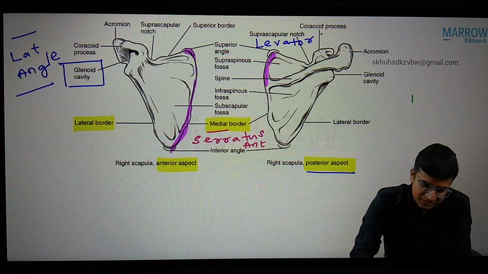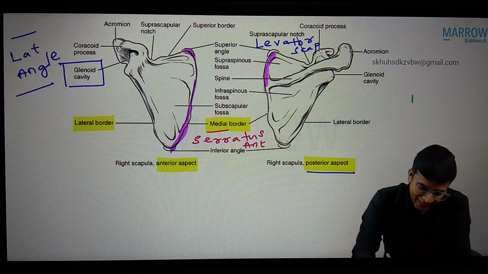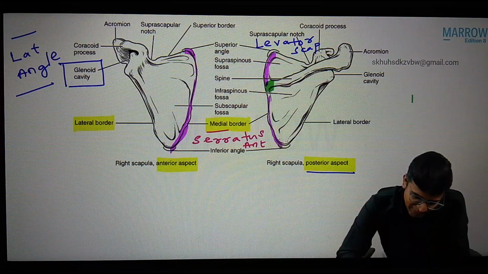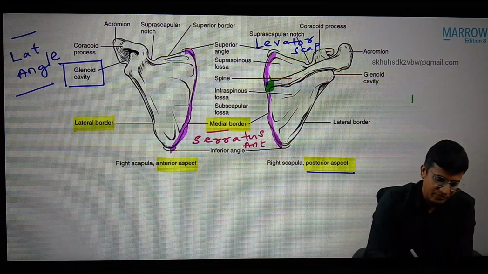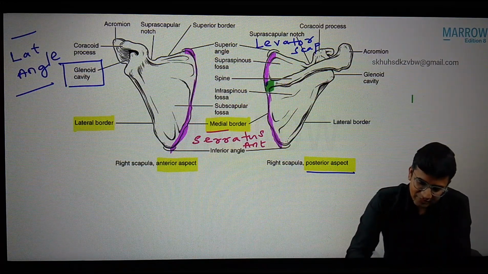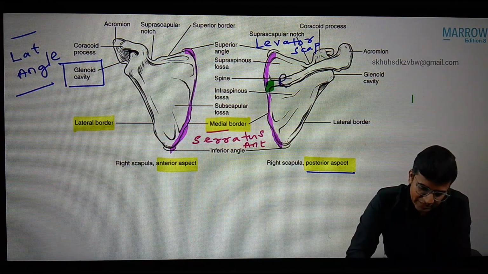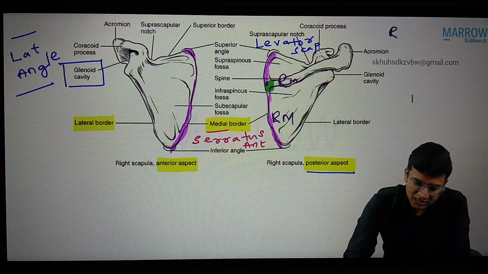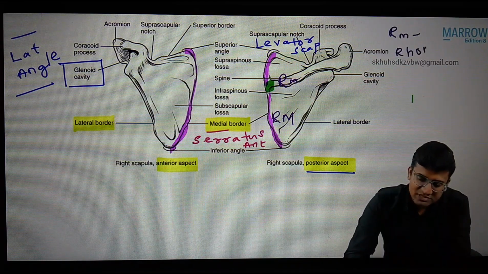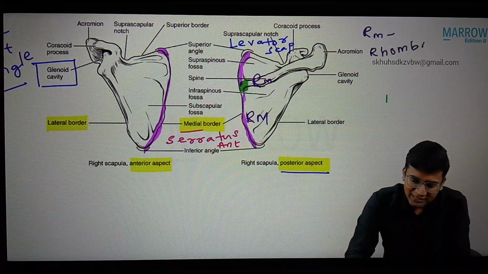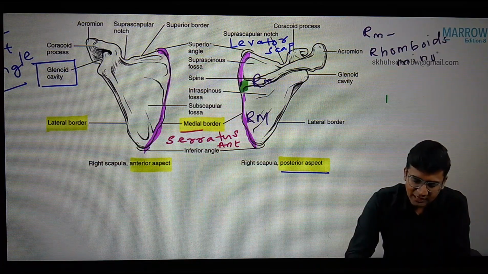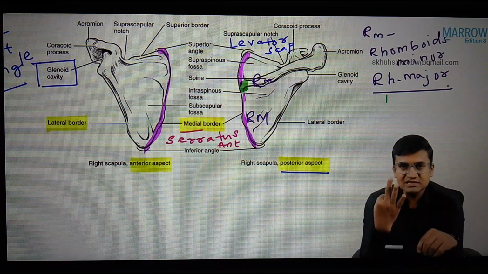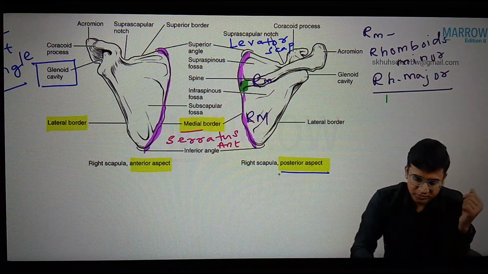Now above the spine, the medial border receives the levator scapulae muscle. Opposite to the spine, the rhomboid minor muscle. Below the spine, the rhomboid major muscle. Okay, so this green color, I'm writing R small m, and this is R capital M. So R small m is the rhomboid minor, and the other one is the rhomboid major. So we have three muscle insertions on the medial border, posterior aspect.